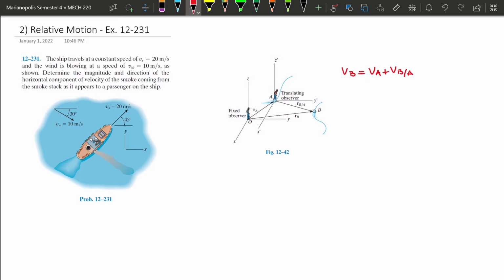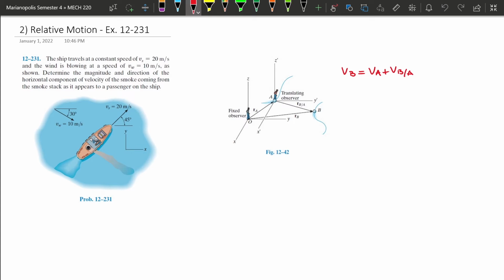O would basically represent your absolute velocity. O sees A moving and B moving. But now we know, let's say, the velocity of A, and we want the velocity of B, which is what the fixed observer O sees. Let me repeat. VB is your absolute velocity, which the fixed observer O sees, and it's going to be VA plus VB with respect to A.